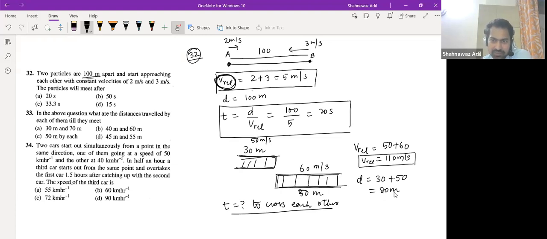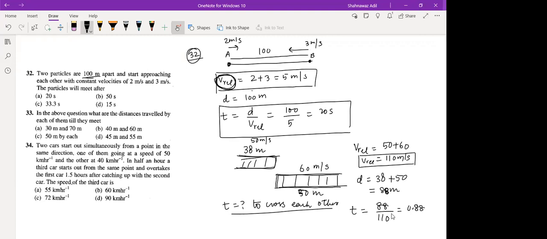Clear, guys? Yes, sir. So the time it will take to cross each other would be 80 divided by 110. So this is 8 by 11 seconds, which is nearly 0.8. To simplify the question, I just changed the question a little. So it will be 0.8 seconds, right?